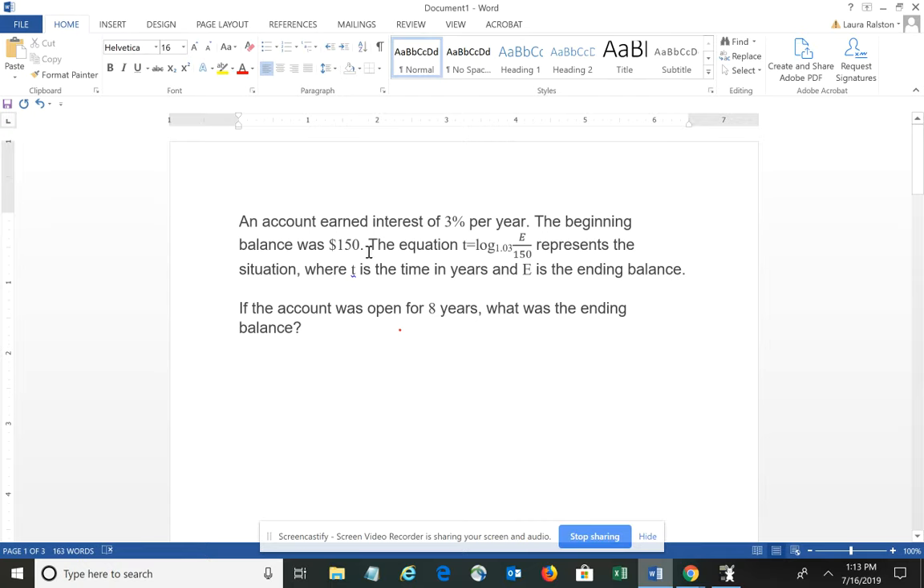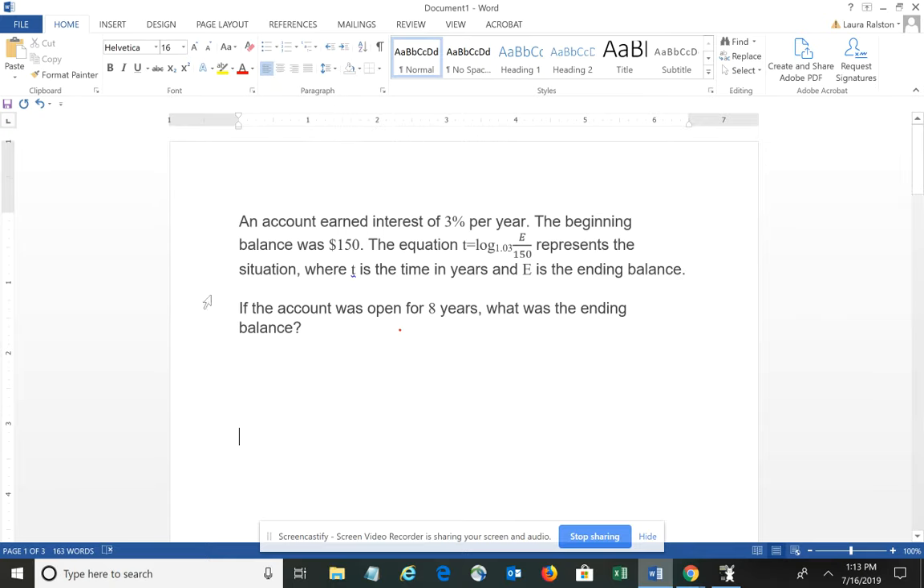So if I read through this problem, it says an account earned interest of 3% per year. The beginning balance was $150. The equation T equals log base 1.03 of E divided by 150 represents the situation where T is the time in years and E is the ending balance. If the account was open for 8 years, what was the ending balance?